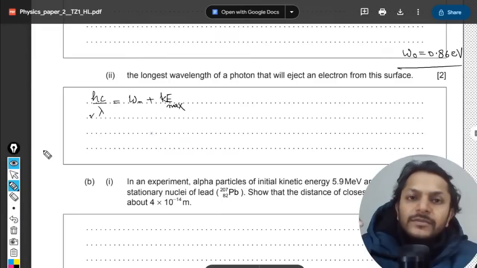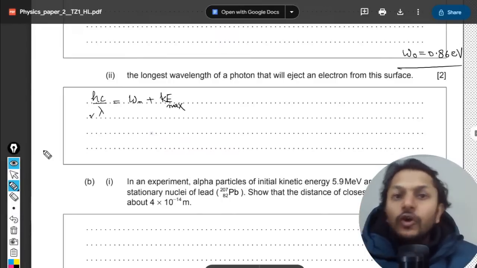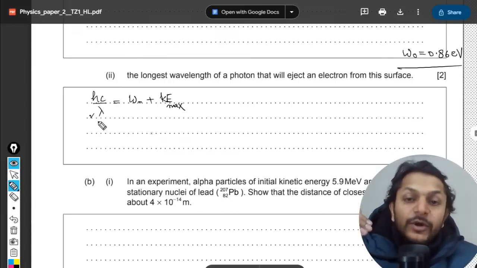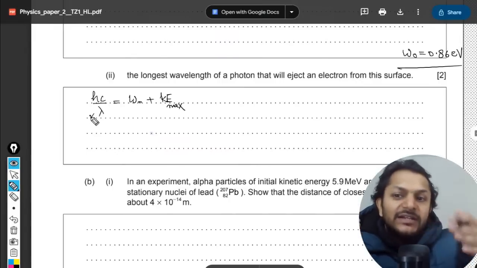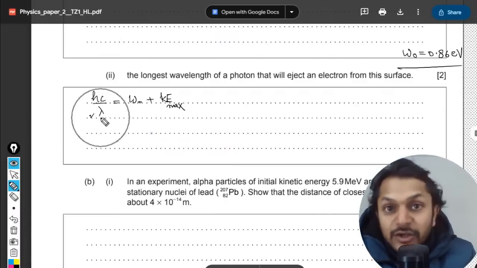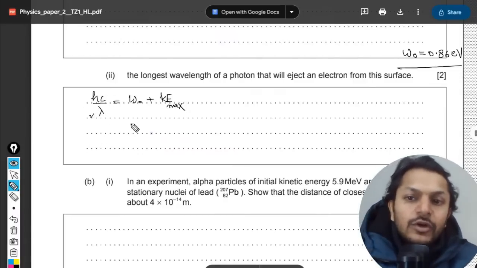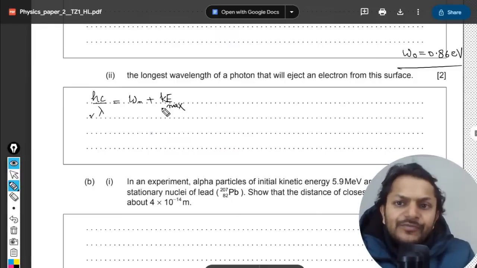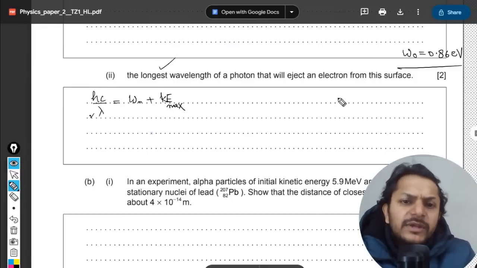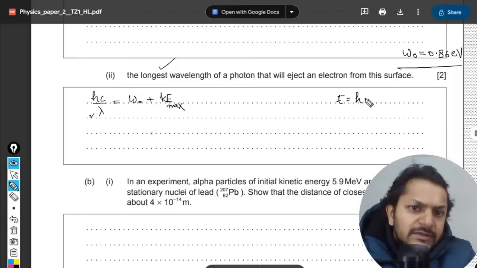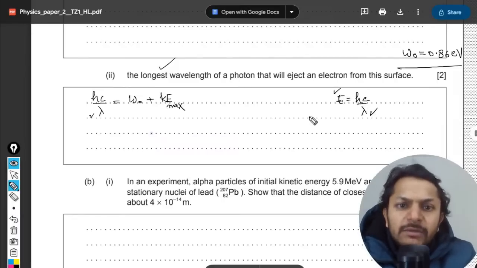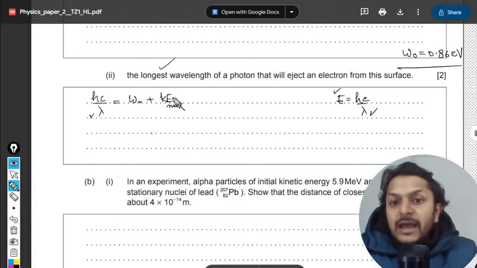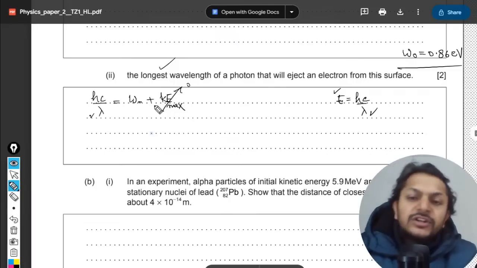Lower than that frequency, from the wavelength point of view, you cannot have more wavelength. So this is the maximum value of the wavelength that you can choose if you want to get an electron out. So the longest wavelength will be, like you see, the energy of a photon is hc by lambda. Now longest wavelength means lesser energy, so minimum energy to get an electron out of the metal surface. That can happen if we take this kinetic energy to be zero.